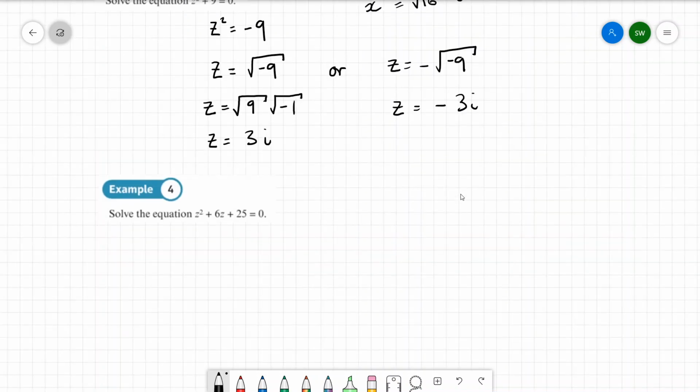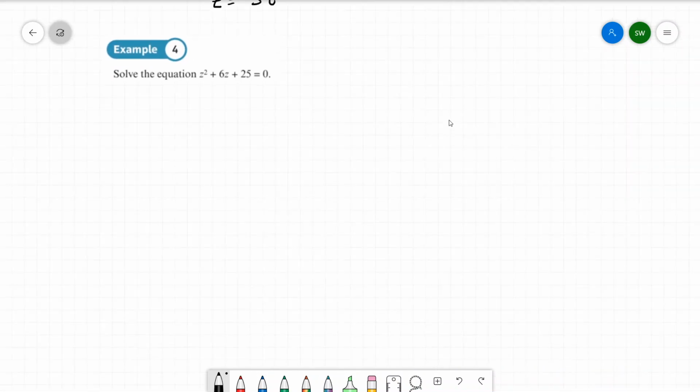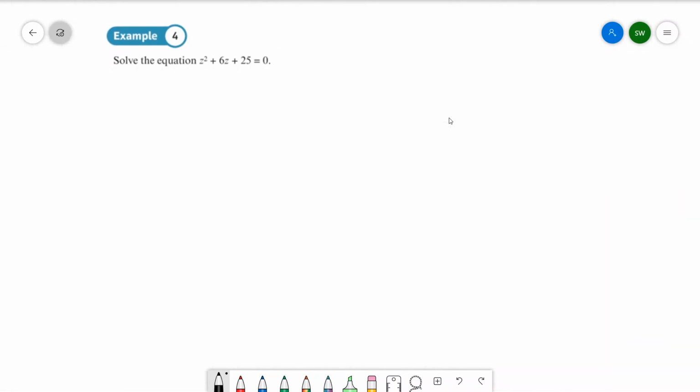Let's have a look at example 4 then. So we've got a quadratic, again, that we're trying to solve, but this time we can't rearrange it to get z on its own. So we're going to have to either use the quadratic formula or complete the square. So let's try and use the quadratic formula.